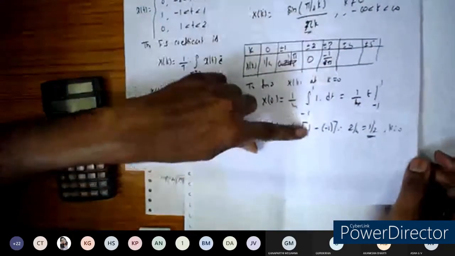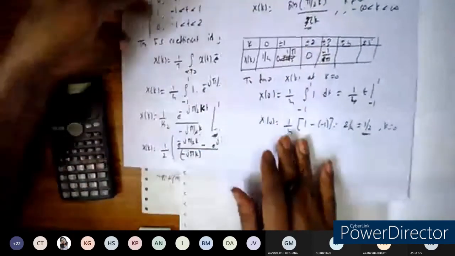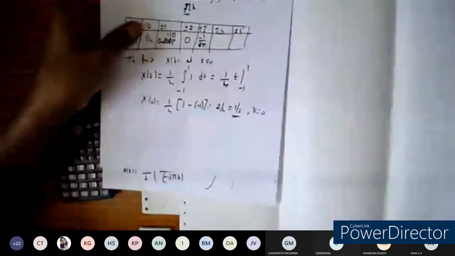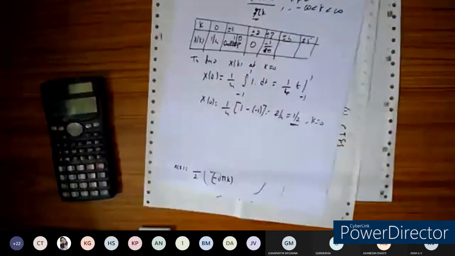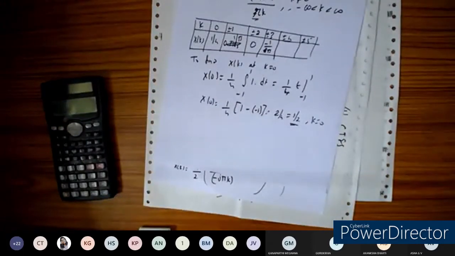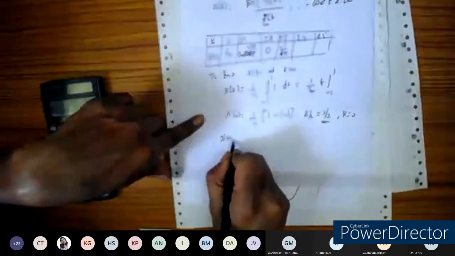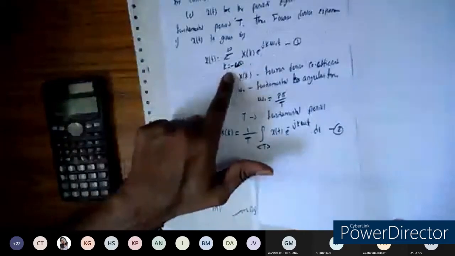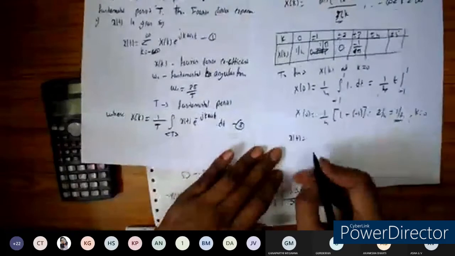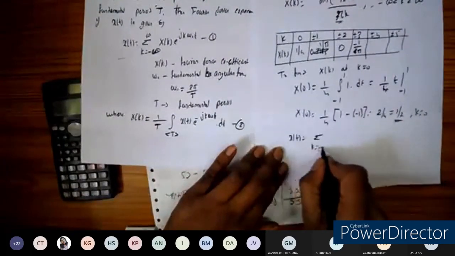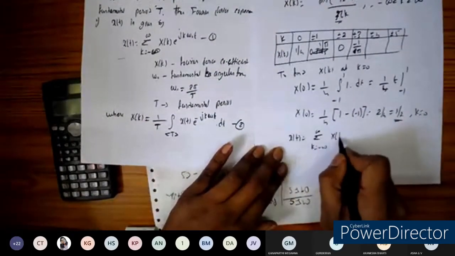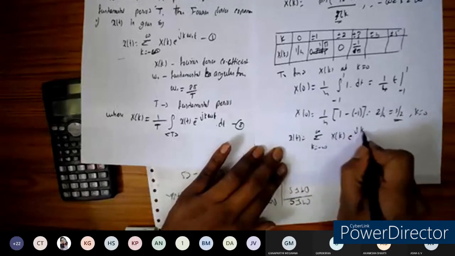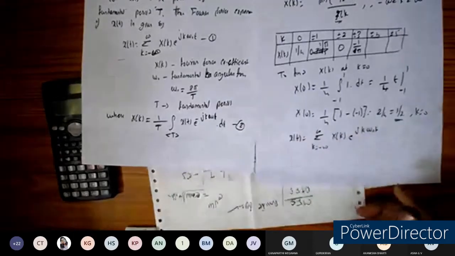Now let us first substitute in the expression here. So x of t is given by, we have the expression for x of t. We have seen it is summation k is equal to minus infinity to plus infinity x of k into e to the power of jk omega naught t. So you can substitute here.